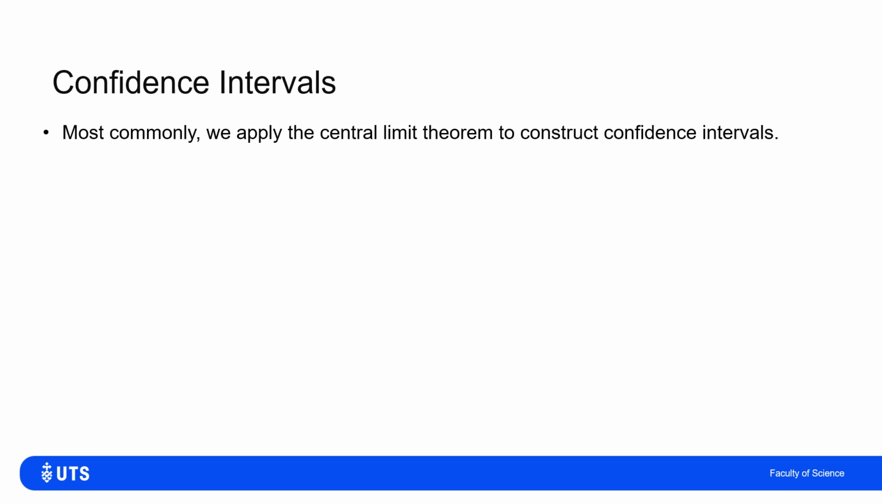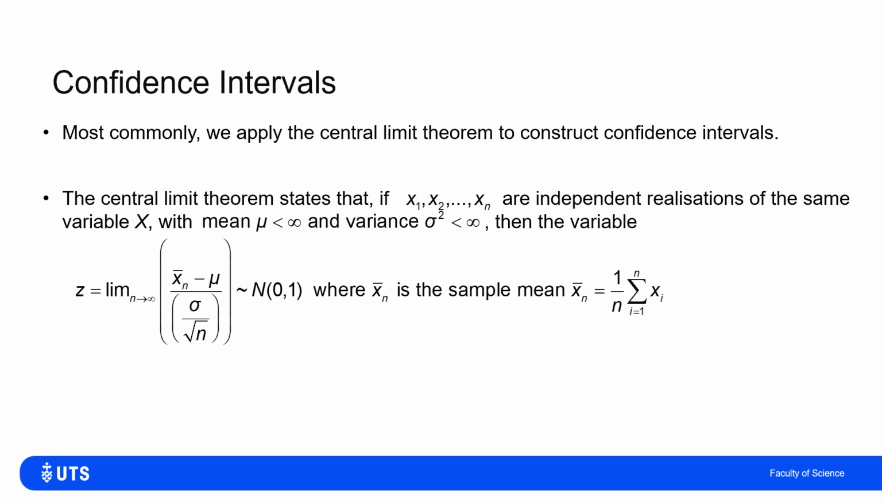So what we can do is we can apply the central limit theorem to construct confidence intervals. Central limit theorem simply says that if I'm sampling from any distribution which has finite mean and finite variance, then taking a load of independent realizations from my distribution and working out the sample mean, then for large n, my sample means calculated over n samples will be approximately normally distributed.